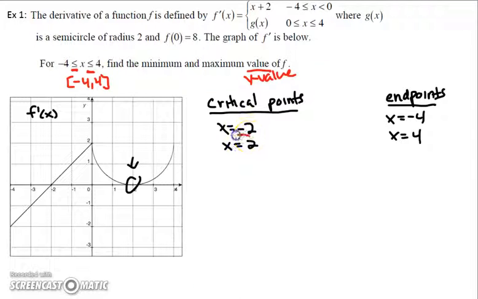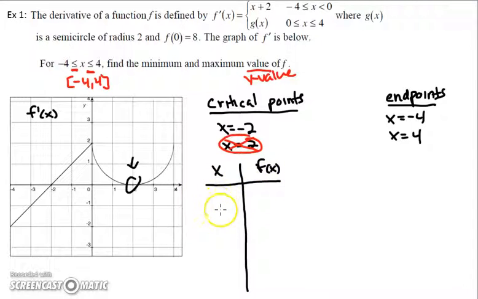So we actually don't have to look at that point. Because we know it's not going to be a maximum or minimum, we don't have to worry about it. So really all we need to do is make an xy chart, and instead of y, we'll call it an f of x chart. And we just need to find the y values for the x values -4, -2, and 4.